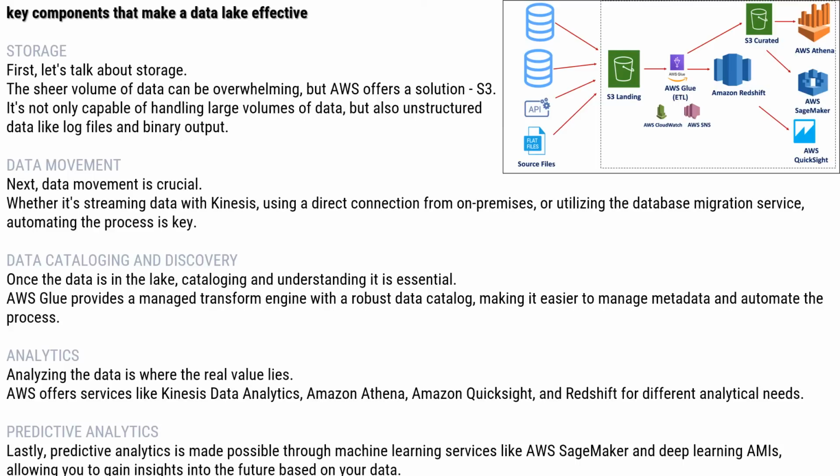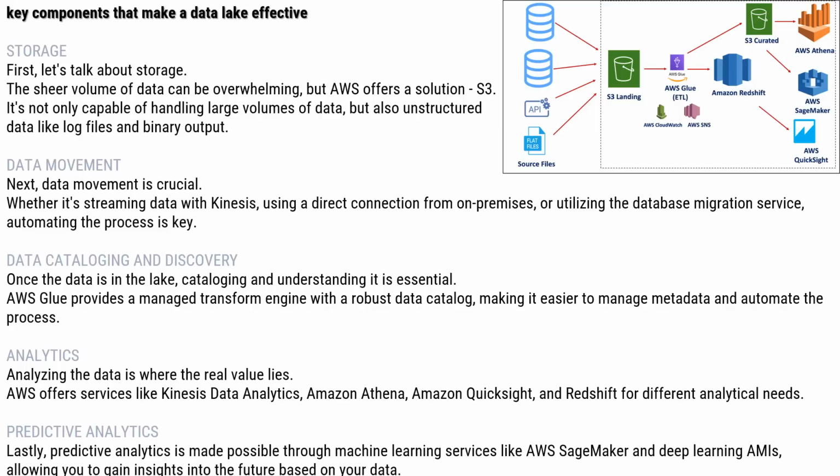Next, data movement is crucial. Whether it's streaming data with Kinesis, using a direct connection from on-premises, or utilizing the Database Migration Service, automating the process is key. Once the data is in the lake, cataloging and understanding it is essential. AWS Glue provides a managed transform engine with a robust data catalog, making it easier to manage metadata and automate the process. Analyzing the data is where the real value lies.